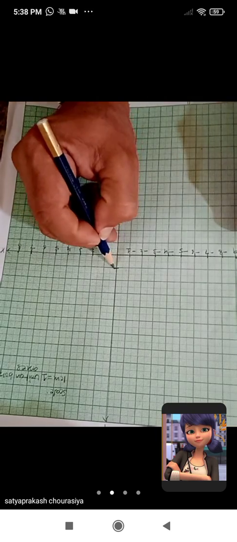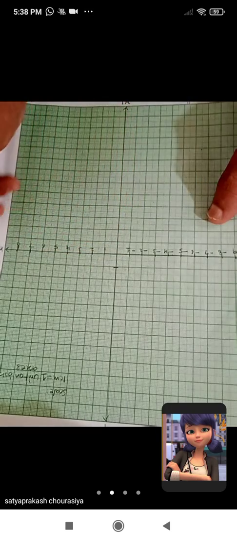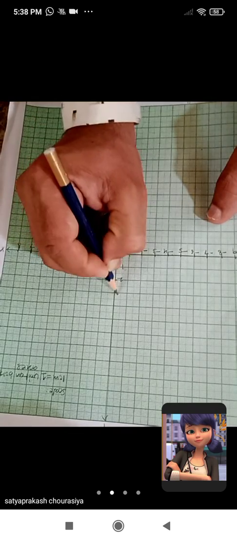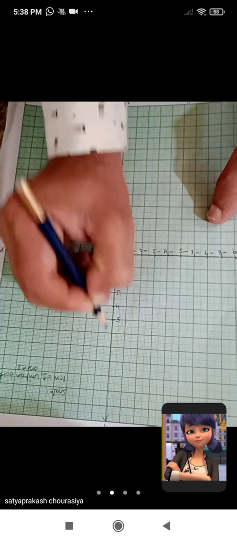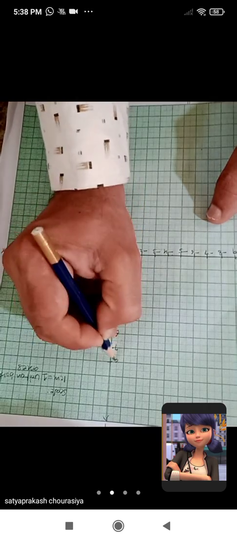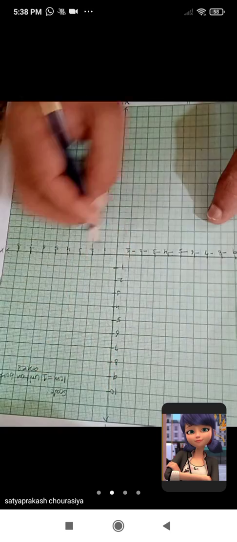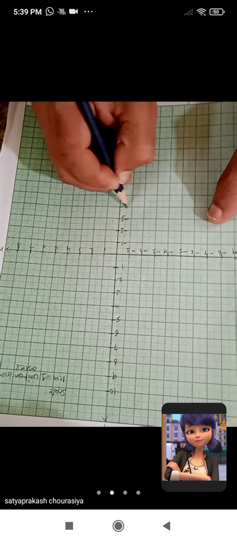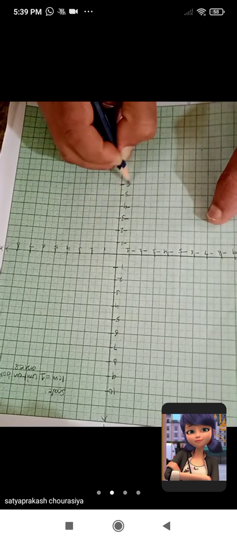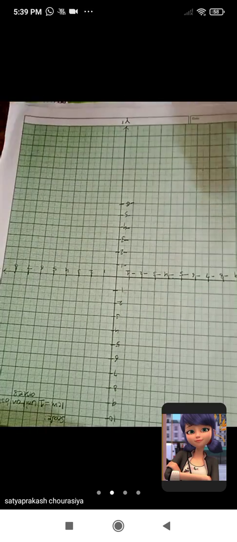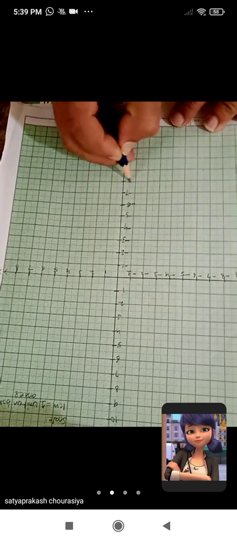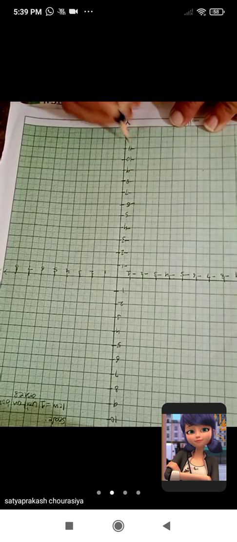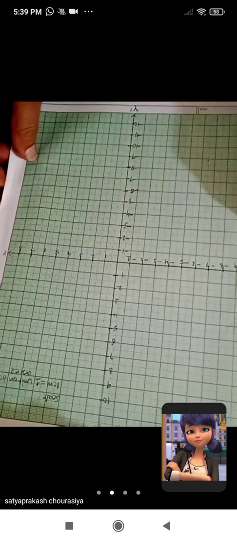Okay, now y-axis upward, x-axis 1, 2, 3, 4, 5, 6, 7, 8, 9, 10. And below the x-axis -1, -2, -3, -4, -5, -6, -7, -8, -9, -10, -11, -12. Now let's start plotting the points.